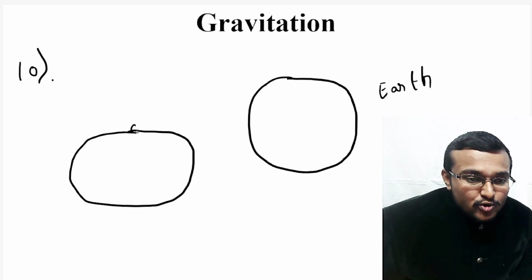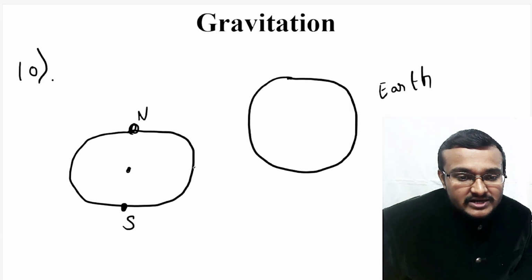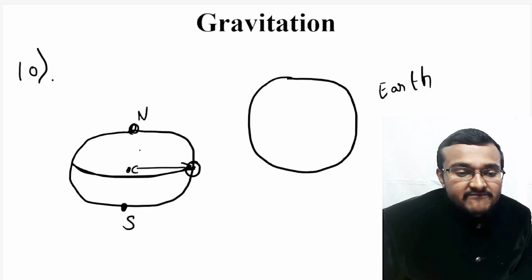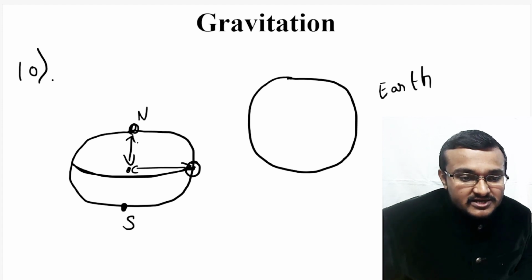If you consider this as North Pole and this as South Pole, the poles are very much nearer to the center compared to the equator. So if you consider this particular point, then it is far away compared to this particular point.